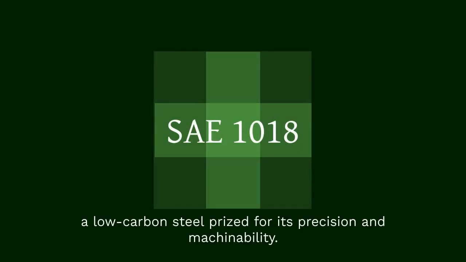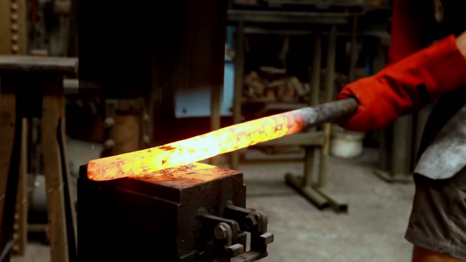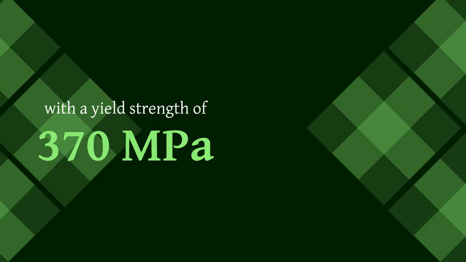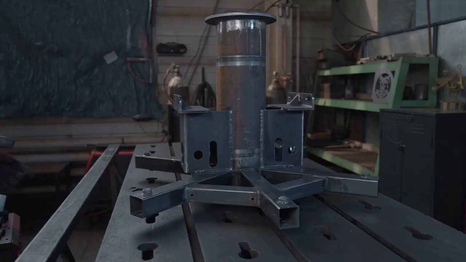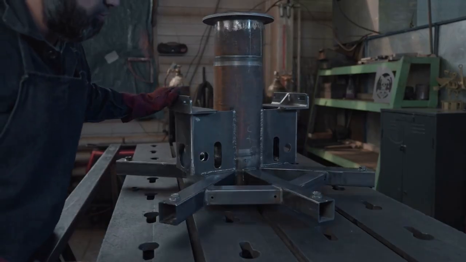SAE 1018 is a low-carbon steel prized for its precision and machinability. Its balanced composition offers higher strength and toughness, with a yield strength of 370 megapascals. Often cold-drawn, it's used in automotive parts, gears, and applications demanding tight tolerances.